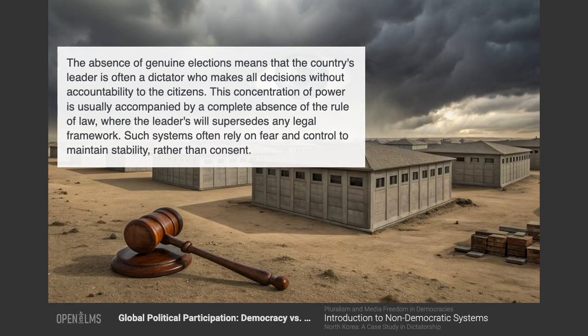The absence of genuine elections means that the country's leader is often a dictator who makes all decisions without accountability to the citizens. This concentration of power is usually accompanied by a complete absence of the rule of law, where the leader's will supersedes any legal framework. Such systems often rely on fear and control to maintain stability, rather than consent.